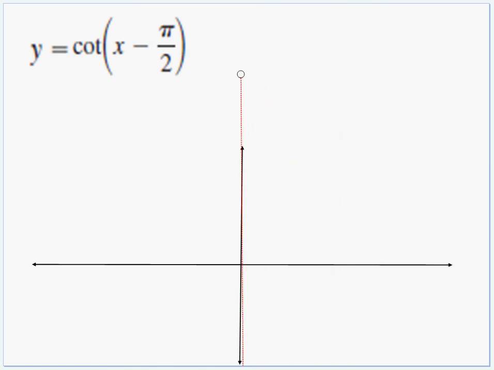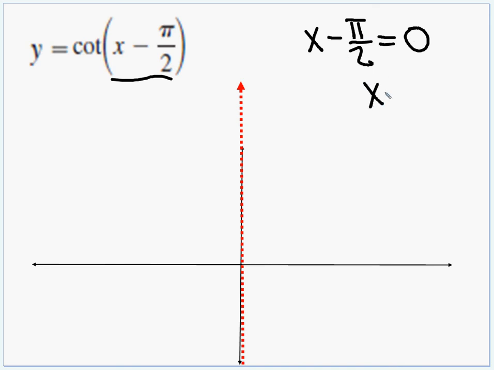So let me make that even a little thicker. Bam. So here's our first vertical asymptote. It is on the y-axis. But this x minus pi over 2 is a shift. The first vertical asymptote is usually at x is 0. So we're going to set what is in that set of parentheses, x minus pi over 2, equal to 0 and see which way this graph has been shifted. We're going to add pi over 2 to both sides. So pi over 2 positive is our first vertical asymptote.